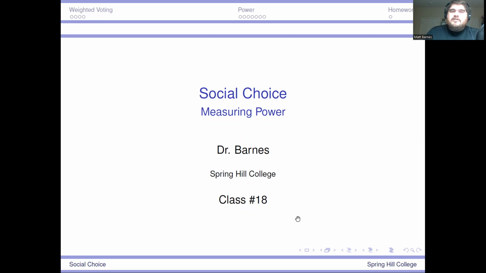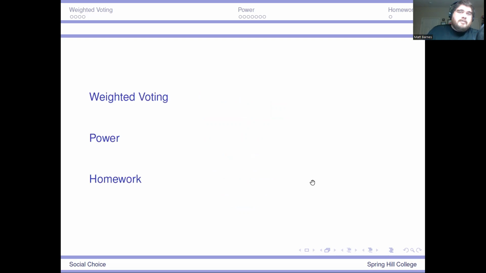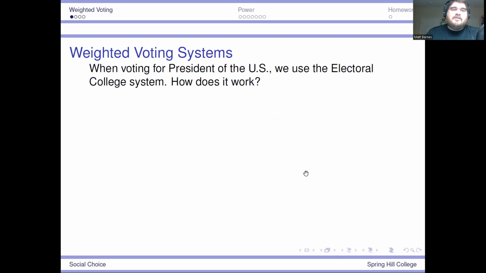We're going to take on a voting system that's a little bit different than the one we've talked about previously with our ranked choice voting and stuff like that. This is going to concern what we call weighted voting. And we're going to look at both that system and also talk about a very important thing within that system, which is how do we define power in a weighted voting system.